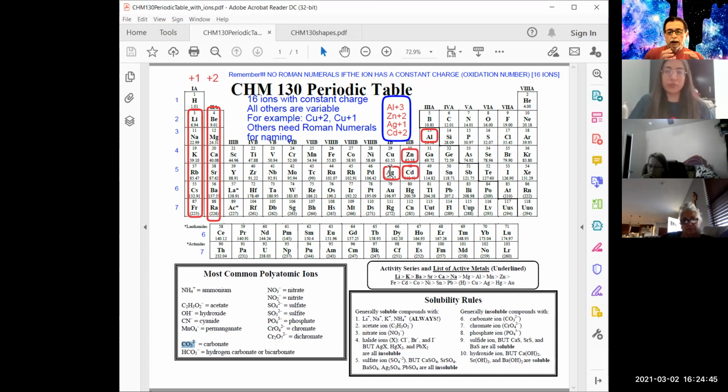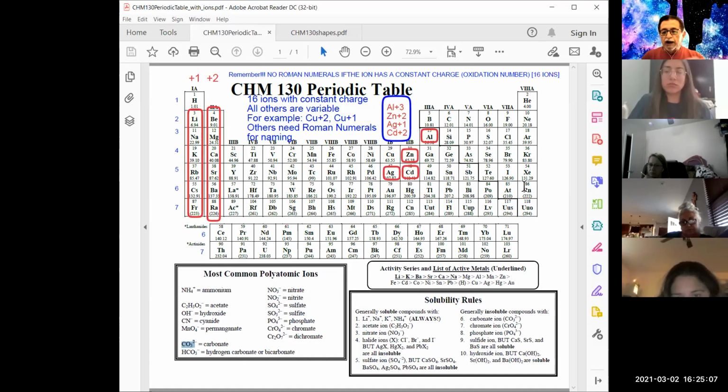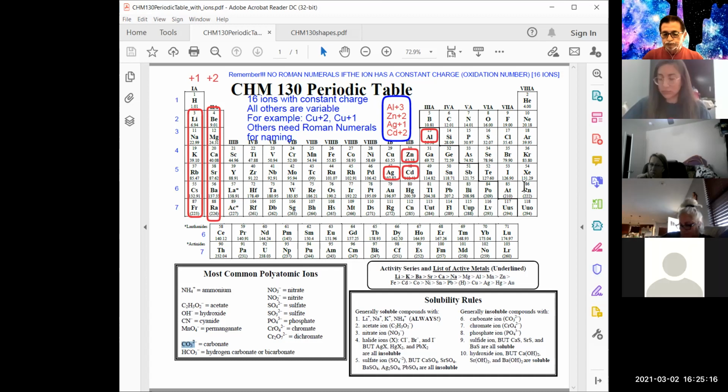Okay, so it is also important to know that the 16 here, because the other ones have a variable oxidation state, we have to name them or call them out with that Roman numeral. We have to use the Roman numeral to tell you which one you're using. The 16 do not need Roman numerals, okay? I repeat, the 16 do not need Roman numerals in their naming.